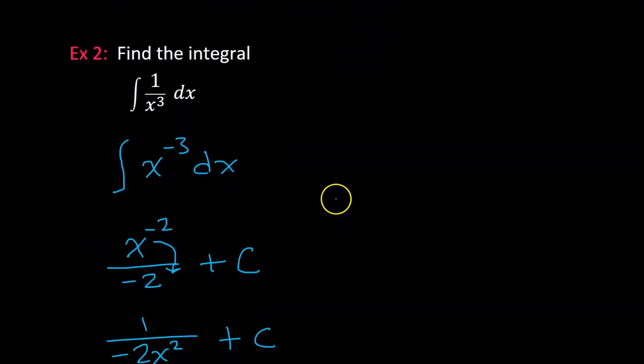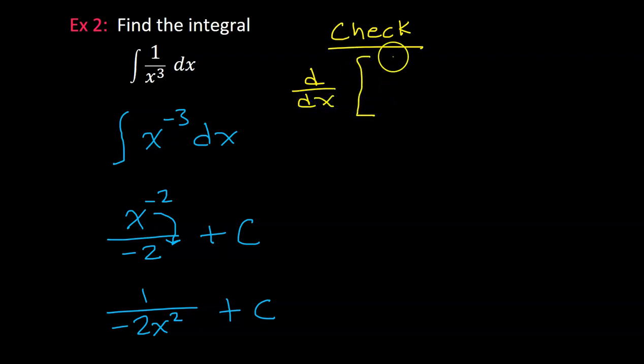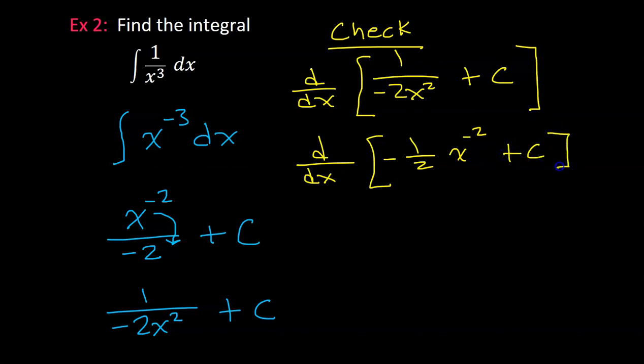Let's check our answer to example 2 as well. If we take the derivative of this, it should give us 1 over x to the third power. Let's check it out. So we're going to take the derivative of 1 over negative 2x squared plus c. To do this derivative, I think we should change the form a little bit. So let's take the derivative of negative 1/2 x to the negative 2 power plus c.